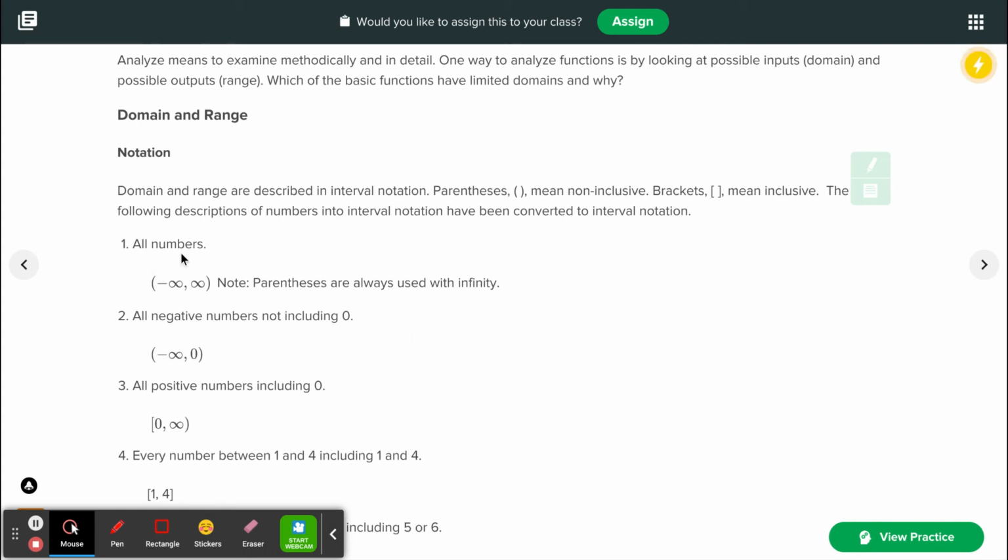When we talk about all numbers in the domain and range, we would use something like this. This is from negative infinity to positive infinity, and it looks again kind of like a point. This is another example here: all negative numbers not including zero. So negative numbers would be negative infinity, comma, zero. And because we are not including zero, we use this rounded bracket.